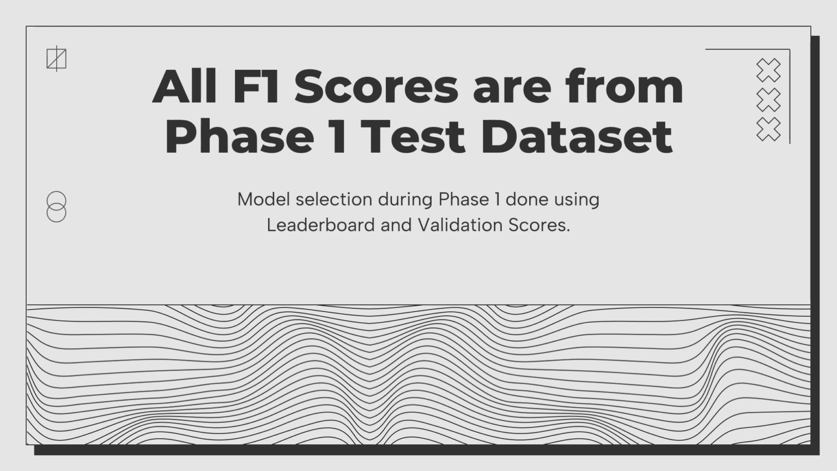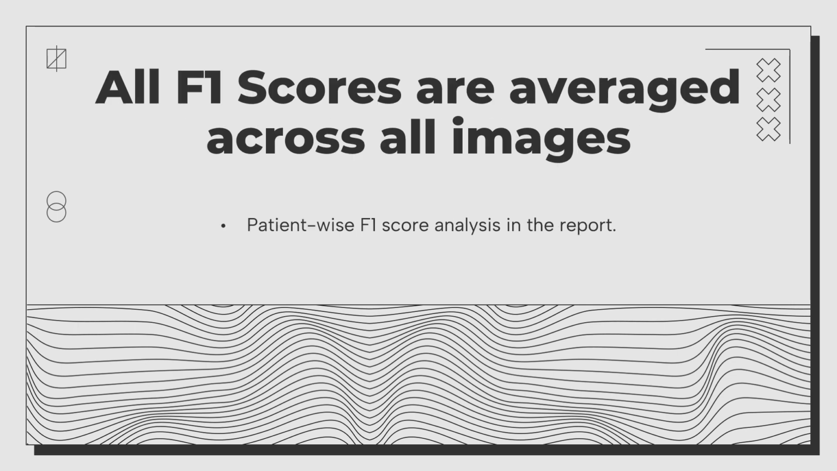Another important thing to note is that all F1 scores I'm going to show from now on are from the first test dataset. We were given access to those labels after the first phase. Before that, we could only estimate our model performance based on leaderboard scores and validation set. Also, all of our scores are going to be averaged across all images, which represents the generalization ability of our models. We also have a section in our report in which we analyze our patient-wise F1 scores.